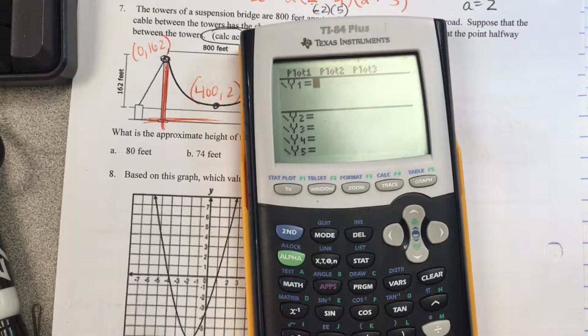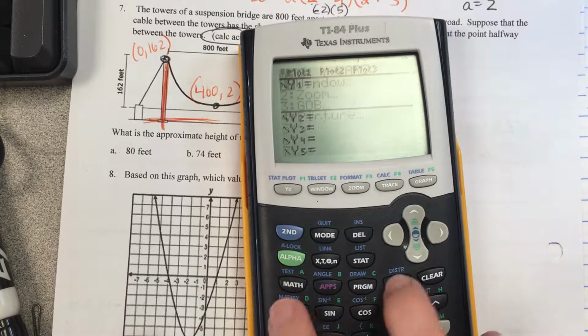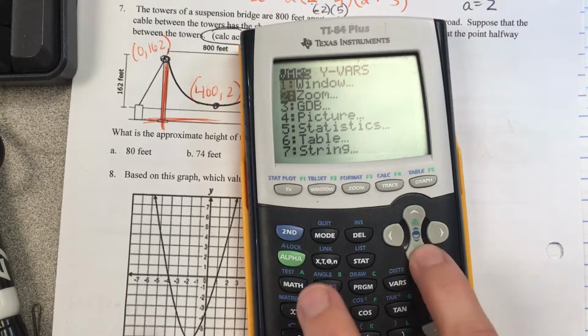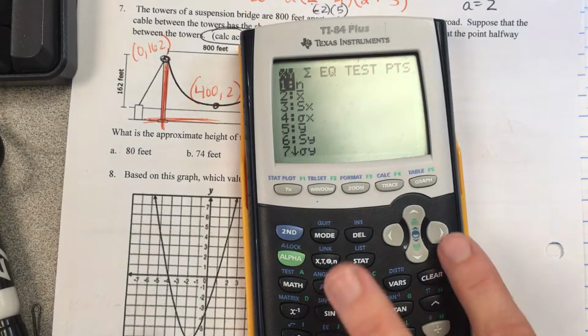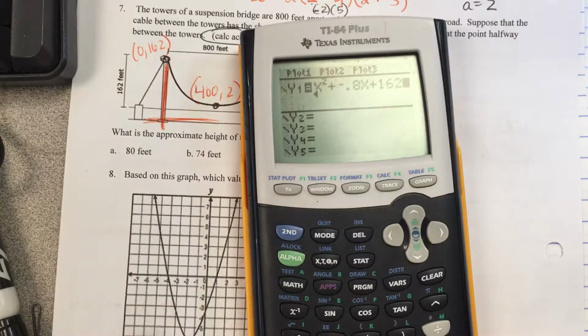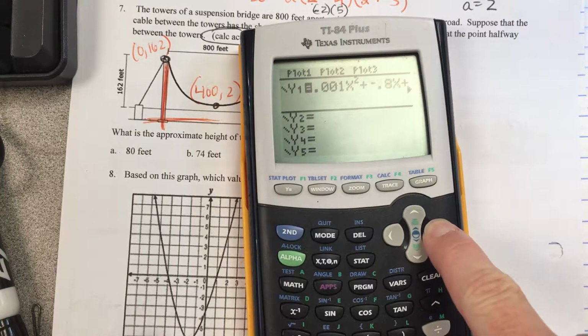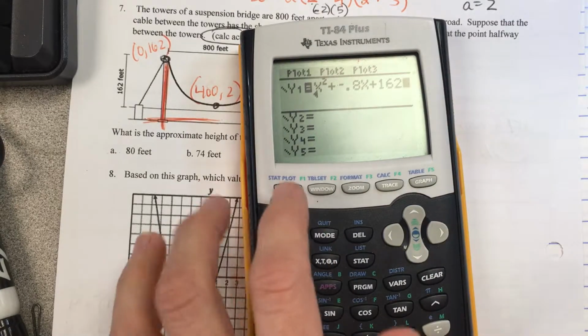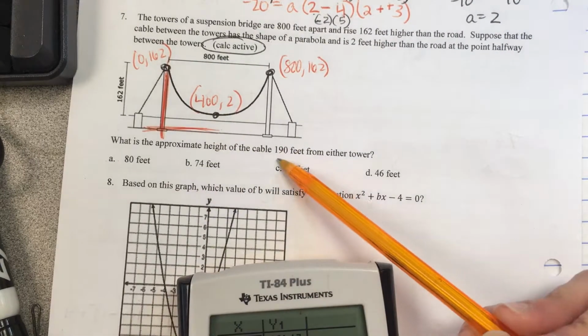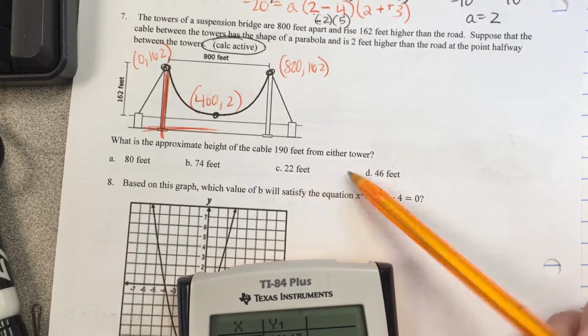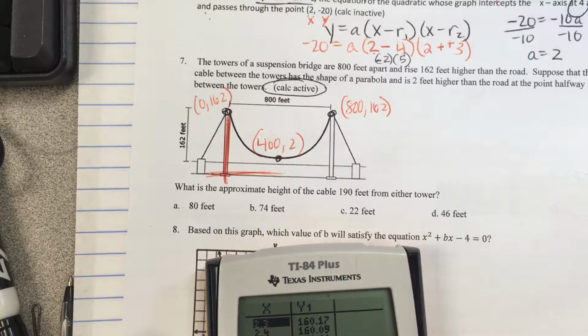And how do I get the new y equals in there? Vars. Down to 5. Over to EQ. Yep, and we are going to have to look at yours later, probably, Taylor. Okay, all right, so you get in there. If I'm 190 feet from the tower, is 190 an x value or a y? An x. If I'm 190 feet from the tower, that's x-axis.